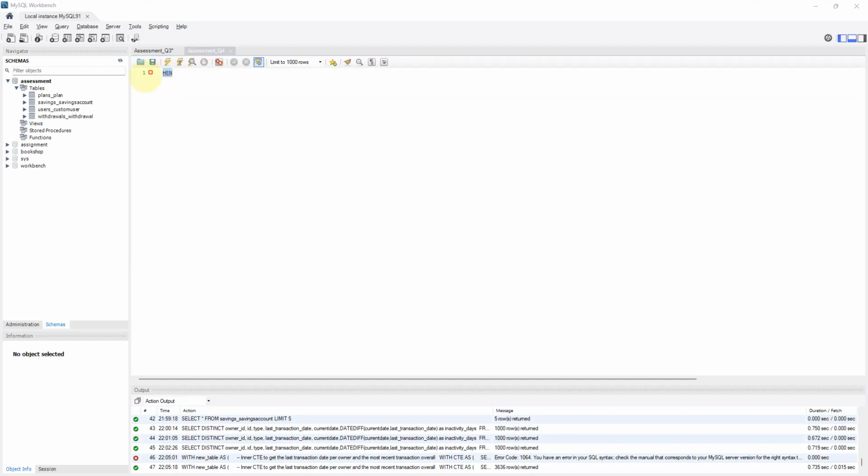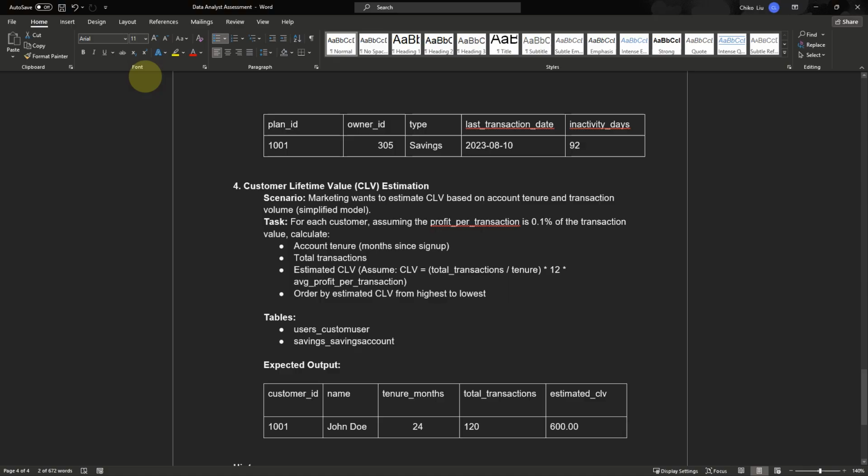The last question is customer lifetime value estimation. The scenario is that marketing wants to estimate the customer lifetime value based on account tenure and transaction volume. So the task is, for each customer, assuming profit per transaction is 0.1% of transaction value.